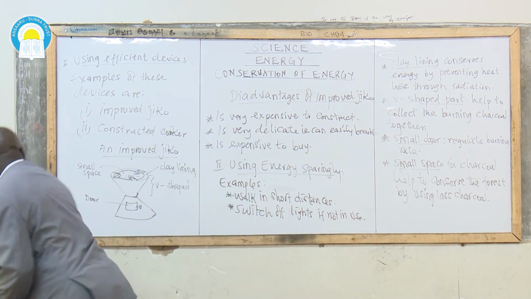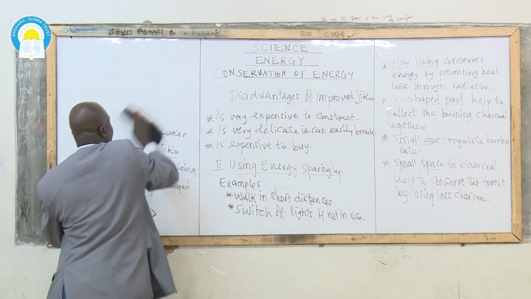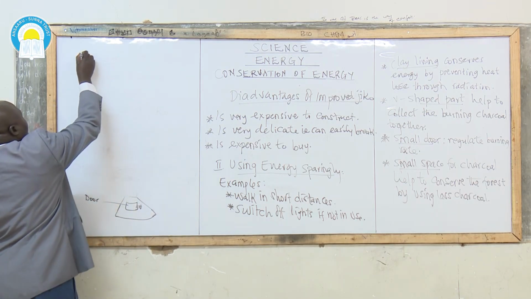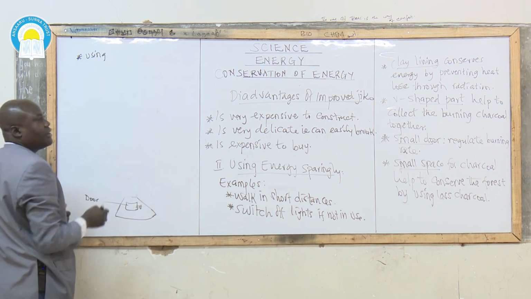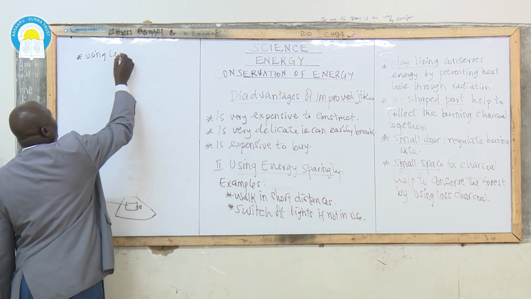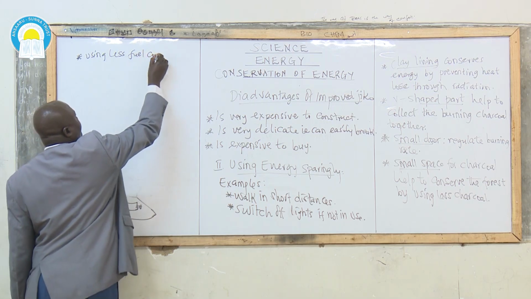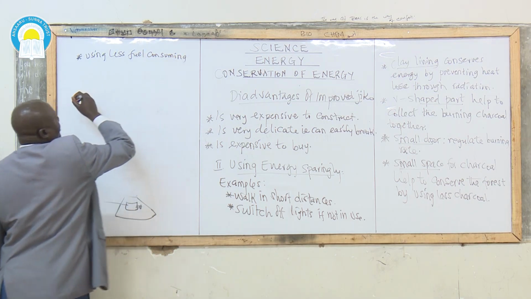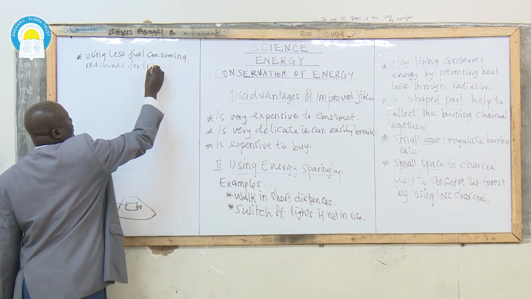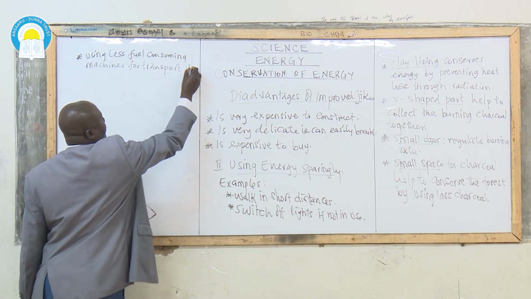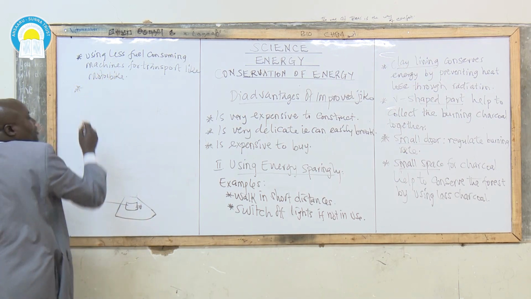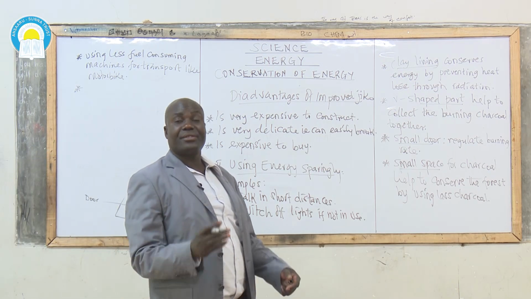Also, you can use energy sparingly by using vehicles or machines that use less fuel, for example motorbikes for transport, because a motorbike will consume very little fuel compared to a car.